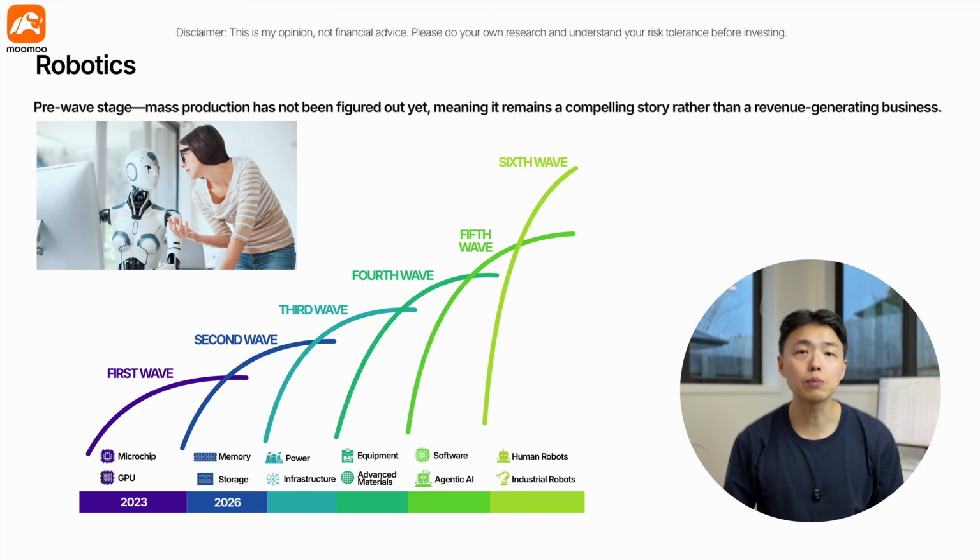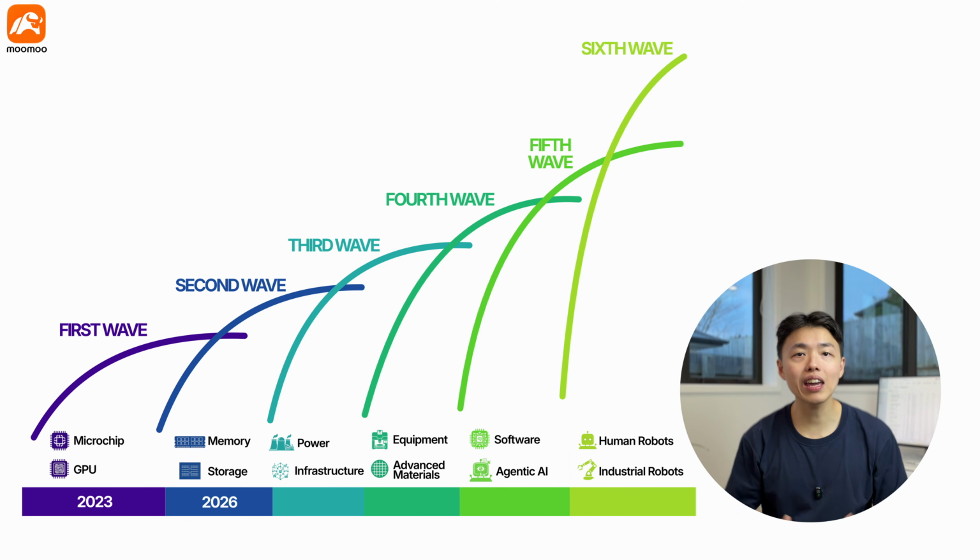I think robotics is pre-wave. Nobody has figured out mass production yet, and without that, there is no real revenue. It is still a story, not a business. This one is purely speculative to me. If I touch it, it is a small position, more of a long-term bet on the future than an actual thesis today. So that is the 6 themes, the entire AI wave from semiconductor all the way up to robotics, and my predictions.